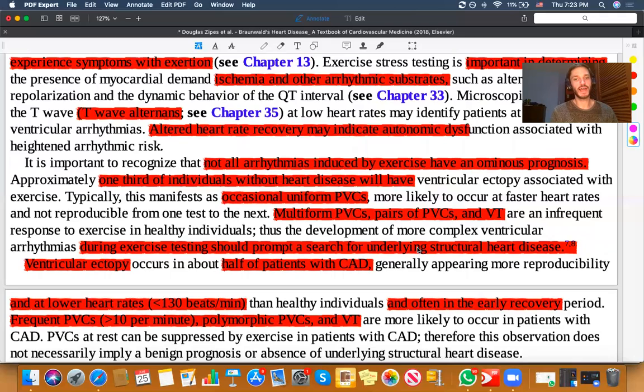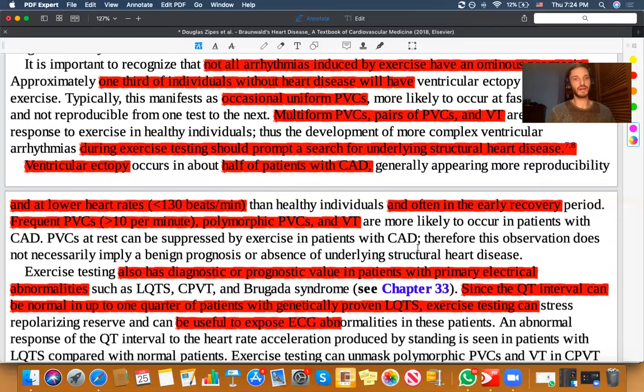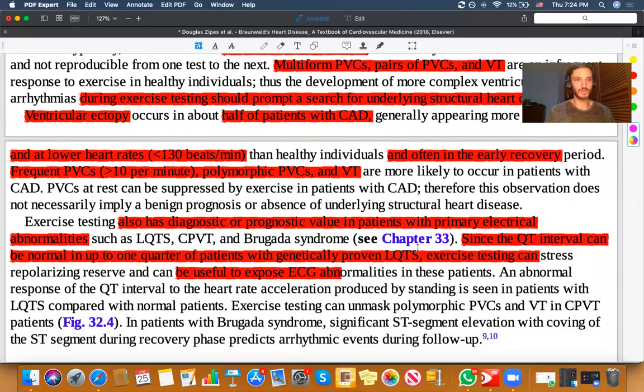Ventricular ectopy may be found in half of patients with CAD, coronary artery disease, at lower heart rates, less than 130 beats per minute, and often in the early recovery period. You should study these patients because it is strange to see ventricular ectopy in healthy individuals at heart rates less than 130. Frequent PVCs, which would be more than 10 per minute, polymorphic PVCs and VTAC are more likely in patients with abnormalities you have to look for. It also has prognostic or diagnostic value in patients with primary electrical abnormalities.